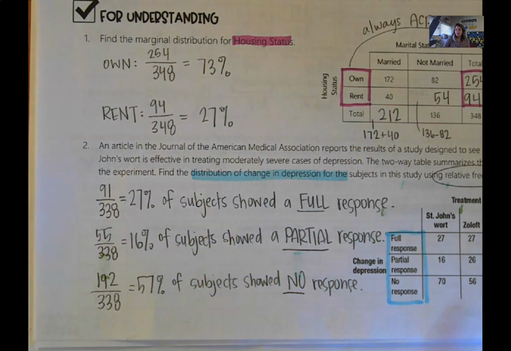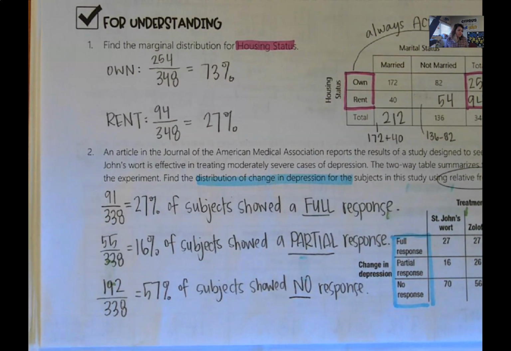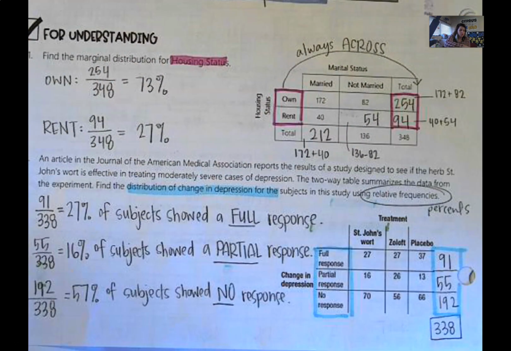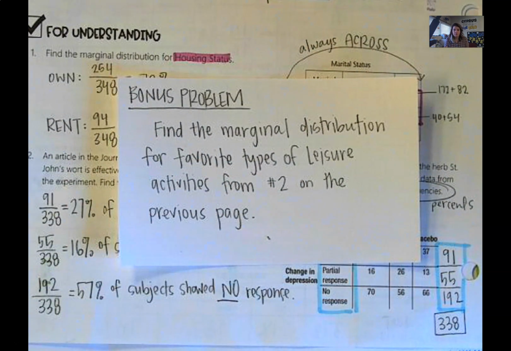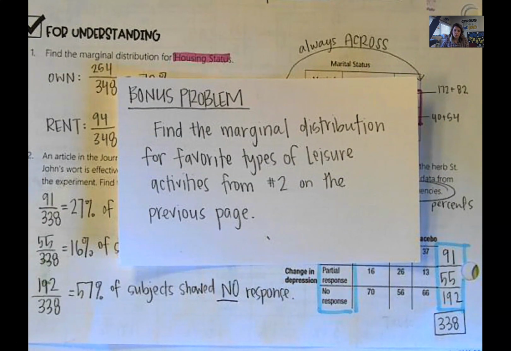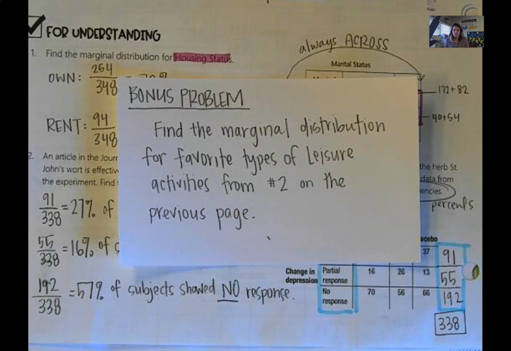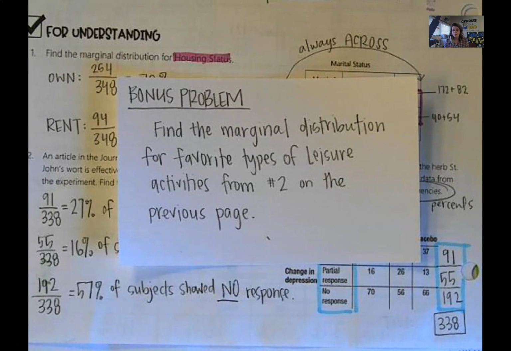Okay, now before we finish up this video, I want to give you a bonus problem. I want to challenge you to do one more thing. I want you to find the marginal distribution for favorite types of leisure activity from number 2 on the previous page. So you go to the front page, you go down to number 2, and find the marginal distribution for types of leisure activities. You're going to pause, find them, unpause and look at the solutions, and then I'm going to wrap up the whole lesson. So pause. Really do it.